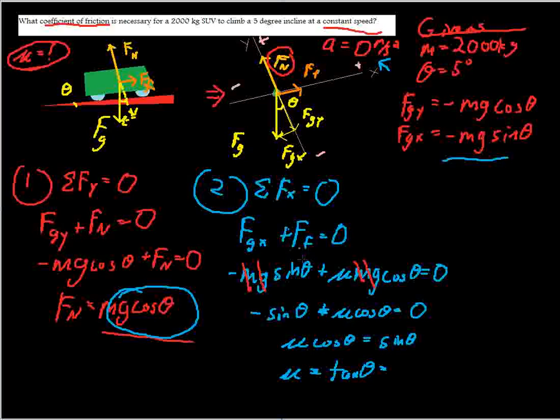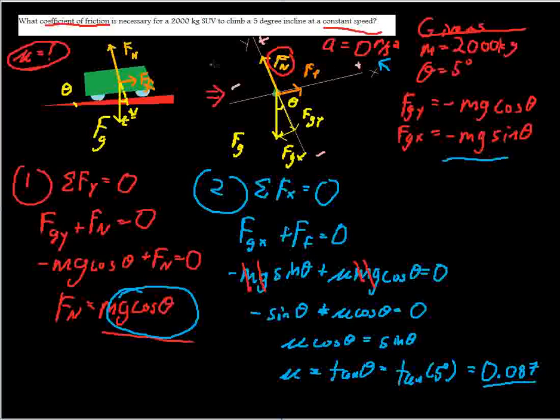Even after all this mess, we get this very simple solution if you don't plug in your numbers until the end. And then all we have to worry about is what is the tan of 5 degrees. And it turns out that the tangent of 5 degrees is 0.087. And what that says is that we could climb up this hill in any car, not just an SUV, on even a fairly icy day, because this is a really low coefficient of friction.